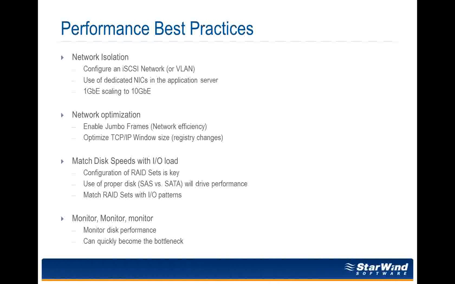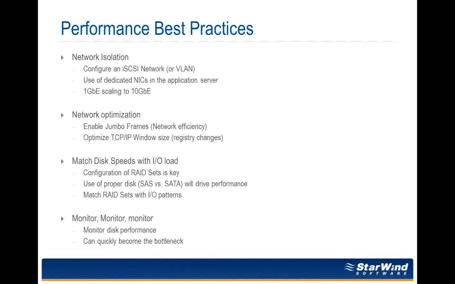Gigabit at a minimum, scaling up to 10 GigE. And you're going to want to make sure that you've got either a dedicated switch or something robust enough where you can reserve some bandwidth via VLANs. Network optimization, things like enabling jumbo frames, something as simple as that. And this has got to be end-to-end.